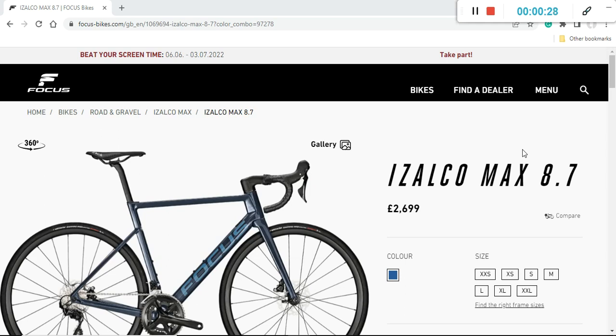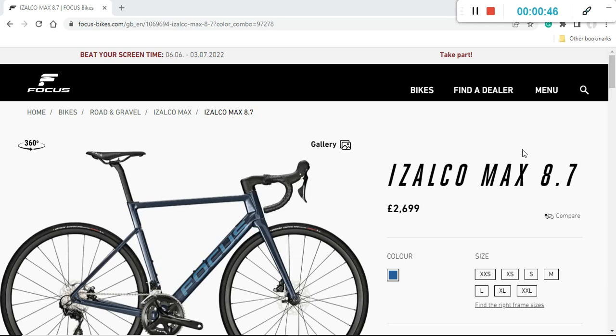As you already know, Focus is a German bike brand and they have a huge heritage in making road bikes and mountain bikes, and also you have probably seen Focus bikes at the highest level of professional cycling. This Focus Izalco platform. So who is this bike for?